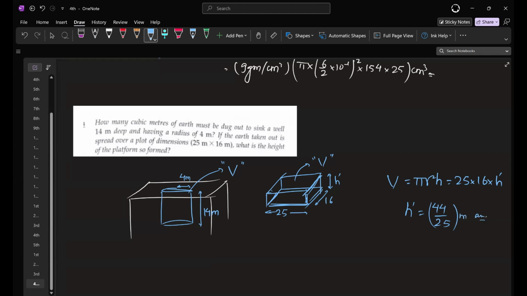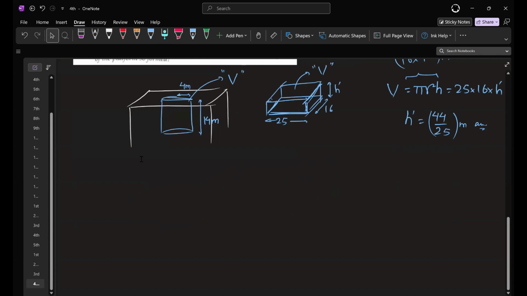And this will be 16 into 44 meters cube. This is also one of the answers. This is the amount of earth that you will have to dig up to create this well in the subsurface. These two would be the final answer for this. On to the next one. Any doubts in this one?